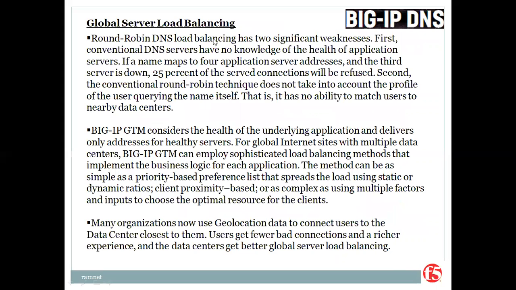Round robin DNS load balancing has two significant weaknesses. First, a conventional DNS server has no knowledge of the health of the application, and that is a problem. So this identifies the health of the servers itself. GTM considers the health of the underlying application and delivers only addresses for the healthy servers, because it finds out whether the backend servers are in good condition or not. Accordingly, it will forward the query to resolve it. Else, it will not resolve it.